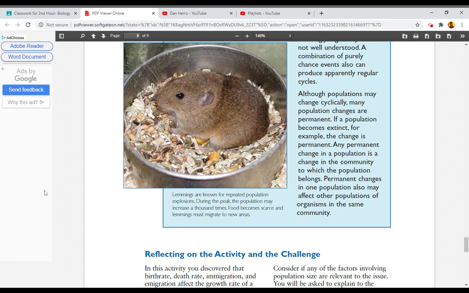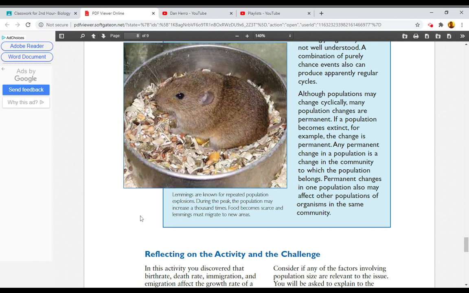Although populations may change cyclically, many population changes are permanent. If a population becomes extinct, for example, the change is permanent. Any permanent change in a population is a change in the community to which the population belongs. Permanent changes in one population may affect other populations of organisms in the same community.